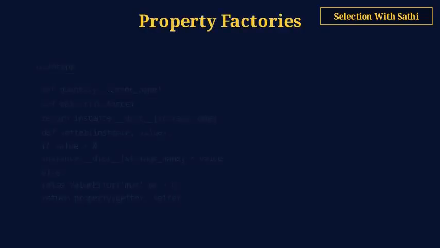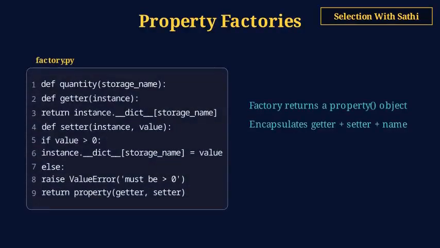Property factories eliminate repetition when multiple attributes need similar validation. Instead of writing the same getter and setter for every field, you write a factory function that returns a configured property object. The factory encapsulates the getter, setter, and a unique storage name. Each call creates an independent property with its own internal key. For example, a quantity factory can ensure weight, price, and count are all positive, write the logic once and reuse it for every field.